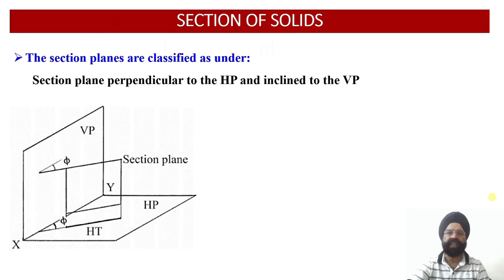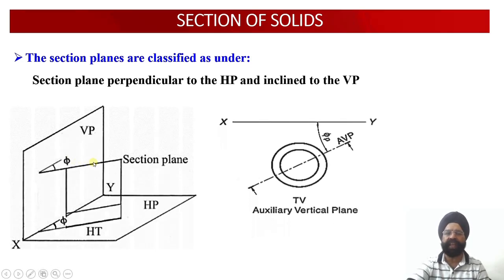Today's discussion is about the solid which has been cut by a section plane which is perpendicular to the horizontal plane and inclined to the vertical plane. Here we can see a cutting plane which is perpendicular to the horizontal plane and inclined with respect to the vertical plane at an angle phi. Such cutting planes are called auxiliary vertical planes.